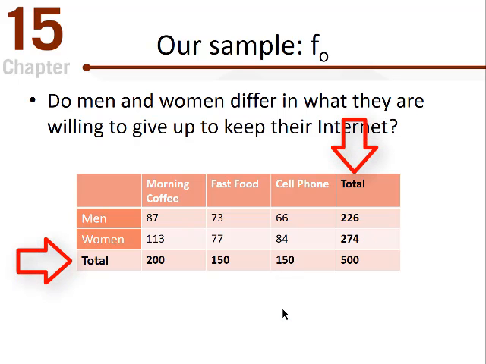The row and the column totals are important because our expected frequency later is going to be based on these column and row totals. So again, this is our frequency observed. This is what we actually got from our sample. And now we are ready to calculate our frequency expected. What would we find if our null hypothesis was true, that there is no difference?